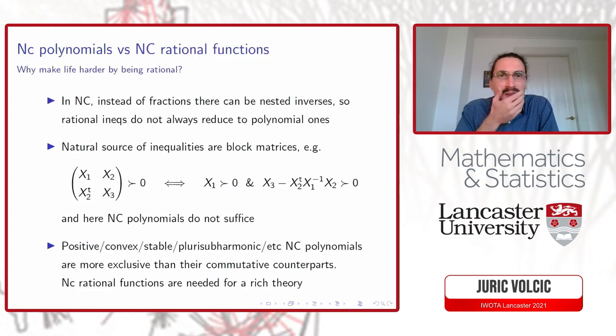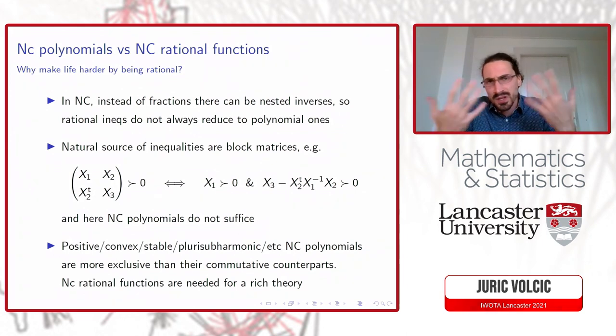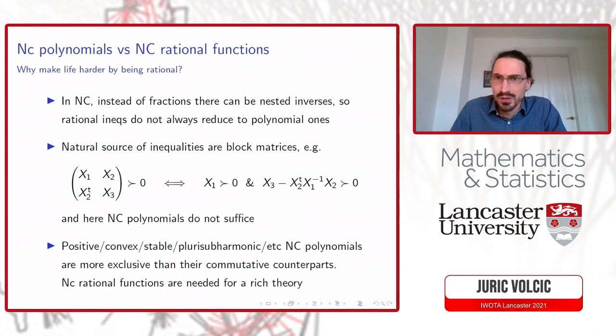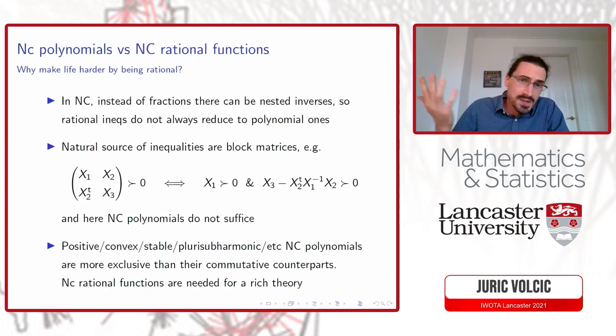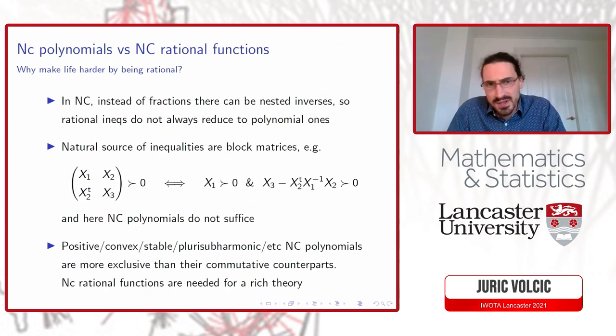Okay, so maybe just why am I making my life complicated? Why do I want to talk about NC-rational functions instead of just NC-polynomials? So first of all, because with NC-rational functions, you can have these nested inverses because of non-commutativity. It's not surprising if I say that rational inequalities don't always reduce to polynomial inequalities. And here we have a first natural source of inequalities, let's say block matrices. If I want to say that a block matrix is, let's say, positive definite, I can rewrite that as positivity of rational functions, but I can't do that in terms of polynomials only.